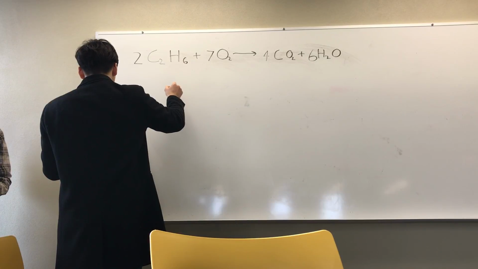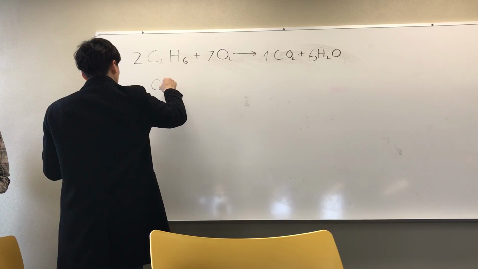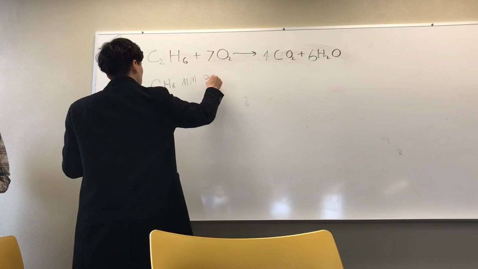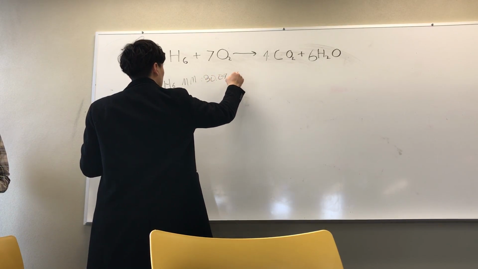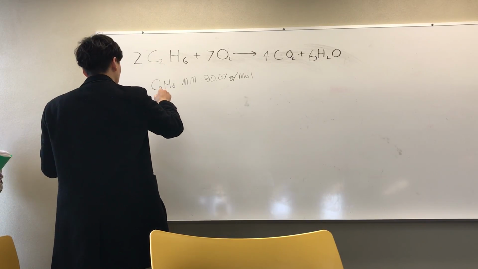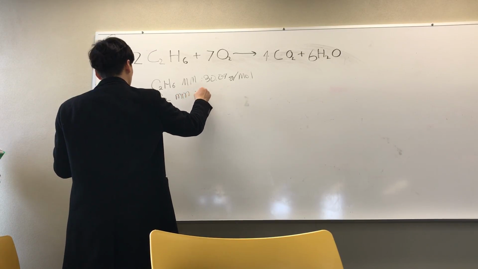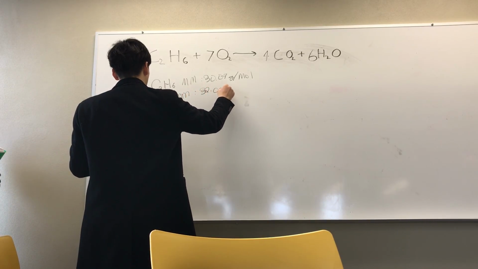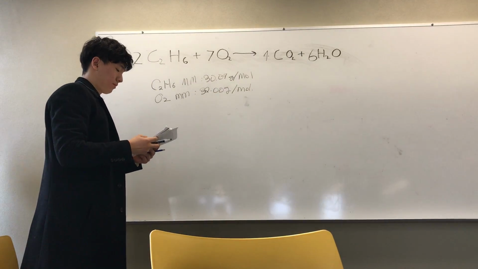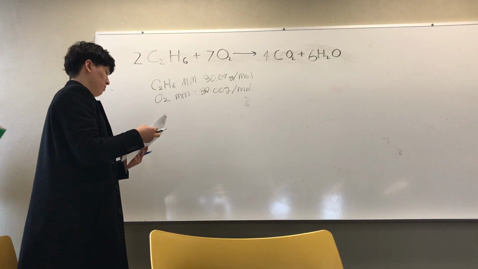So the molar mass of ethane equals 30.07 gram per mole. We use the periodic table for our reference, by the way. And O2 molar mass equals 32.00 gram per mole. And then we need to calculate the grams into the moles of each molecule.